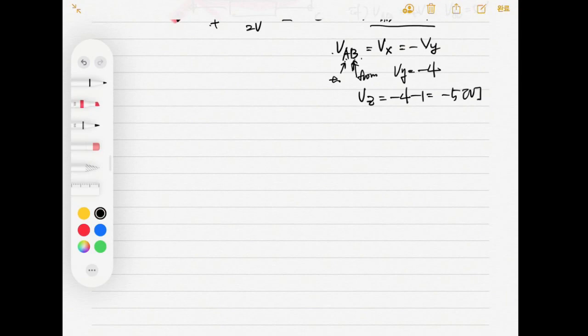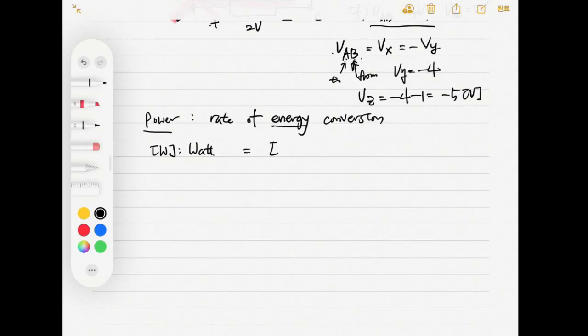Then we will talk about power. What is power in electricity? Power is the rate of energy conversion. So the unit of power is the watt. Can we read this as watt? Watt is the same thing as energy per second.